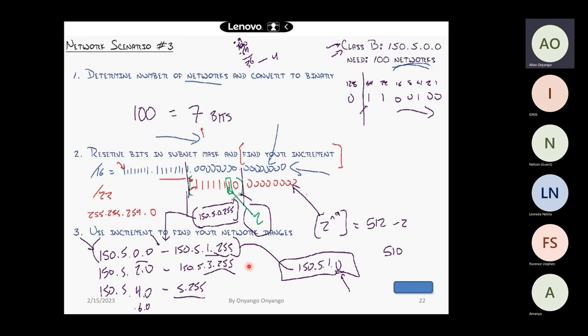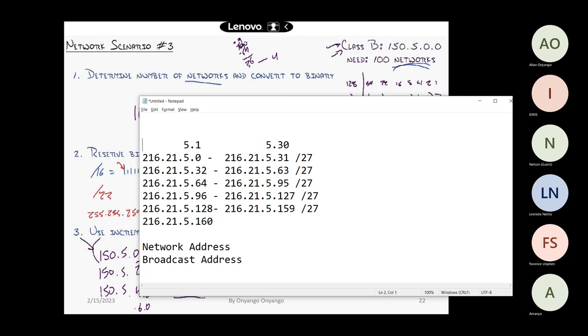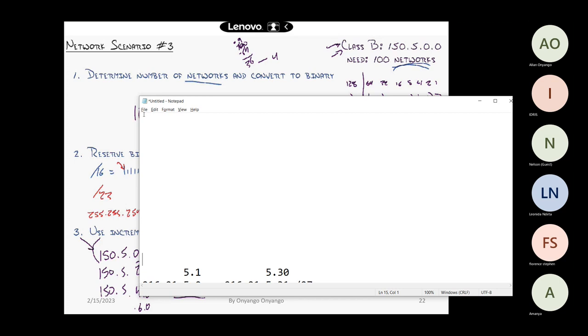What follows next is very, very interesting. So I'm going to just take this down, and I bring my address here. So I'm having 150.5.0.0. Wonderful. So my increment this time round is 2.